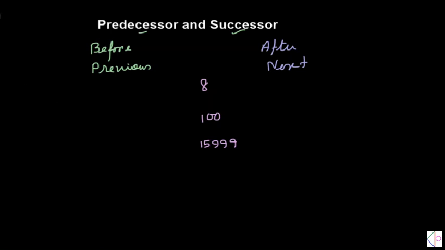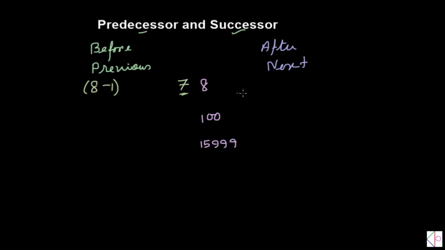Let us first find the predecessor. That means the before value of 8, or we can say the previous value of 8. Definitely all the questions have the same answer, that means 7. How do we find the 7? The rule or method is that from that value we have to subtract 1, and we get the predecessor. So 7 is the predecessor of 8.